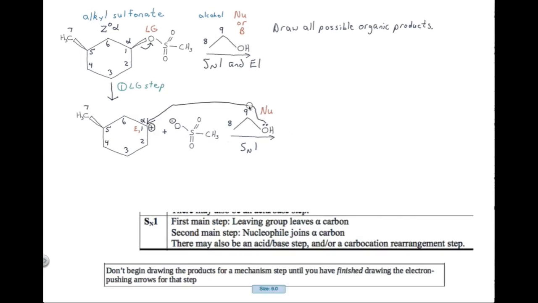So here's the electron pushing arrow for that nucleophile electrophile step. Notice again that first we draw the electron pushing arrow. Only when the electron pushing arrow is finished should we start trying to draw the products of this step, because the electron pushing arrow is our tool for getting the right products. Notice that I've reminded myself here that this is an SN1 mechanism. Always write down the name of the mechanism, because otherwise it's easy to forget what mechanism you're working on.